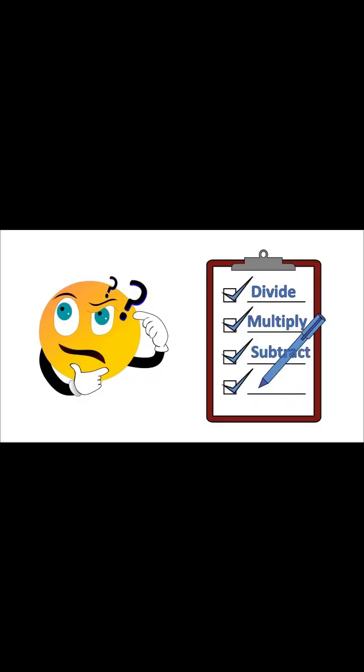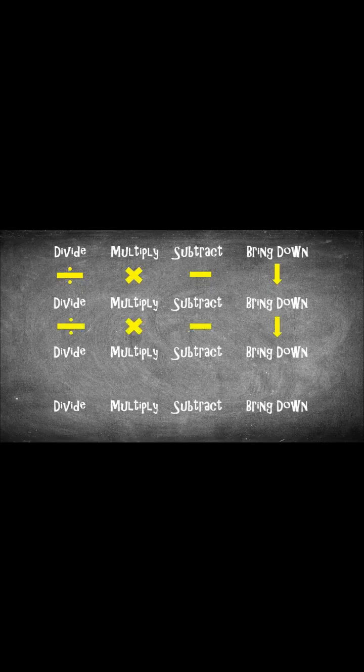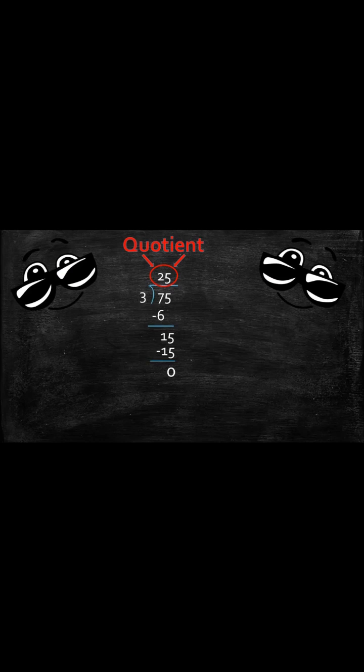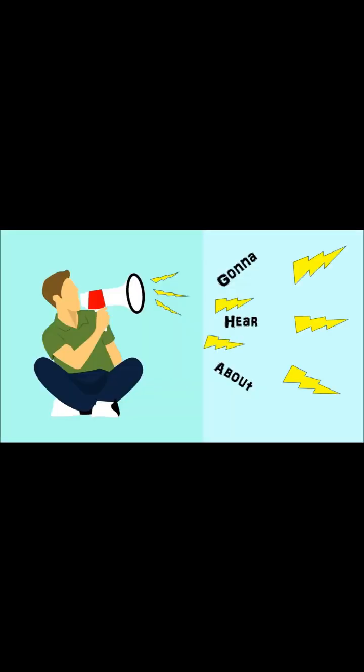Down into four simple steps. You divide, multiply, subtract, and bring down. Do it over and over until the quotient is found. Before we break the long division problem down, here's a couple of terms that you're gonna hear about.